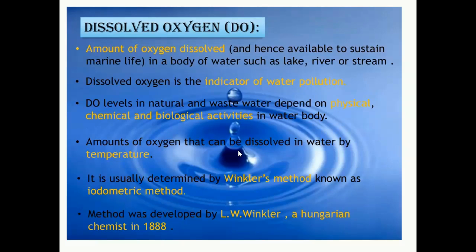It is usually determined by Winkler's method, known as the iodometric method. It was discovered by Winkler, so it is called the Winkler method. Iodine is used in this method, so it is also known as the iodometric method. This method was developed by L.W. Winkler.